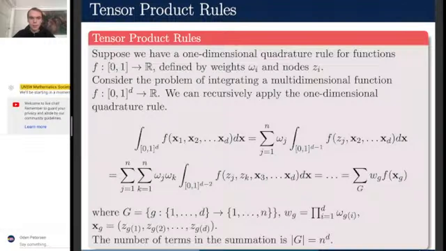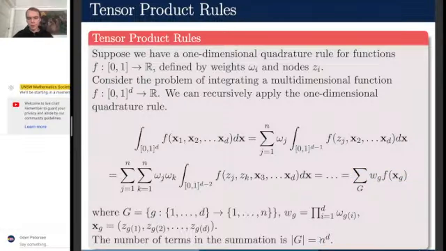So yeah, summing it all up again. Yes, so to summarize, we're just applying the one-dimensional quadrature rule to the innermost integration, and we continue that process, commuting this sum with this integral, so swapping those two around, and we end up with a way to turn a one-dimensional quadrature rule into a multi-dimensional quadrature rule, which I guess is sort of convenient.